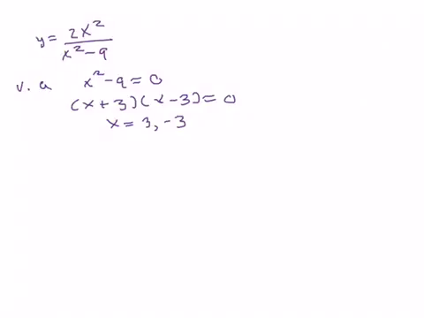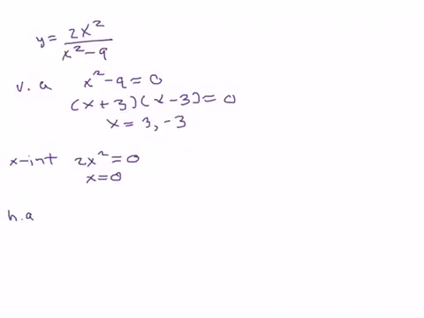Next, step 2, we're going to find the x-intercept. And the way we find the x-intercept is we take the numerator and we set it equal to 0 and solve. So in this case, I just get 1, and there's one x-intercept at 0. Next, we're going to find the horizontal asymptote.